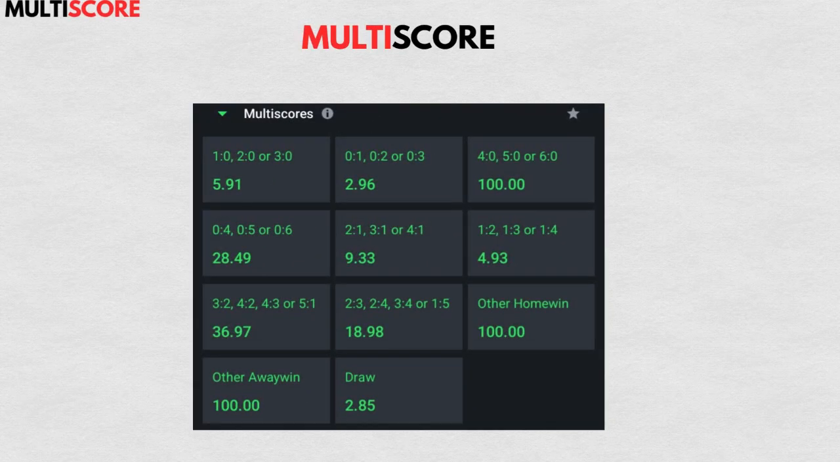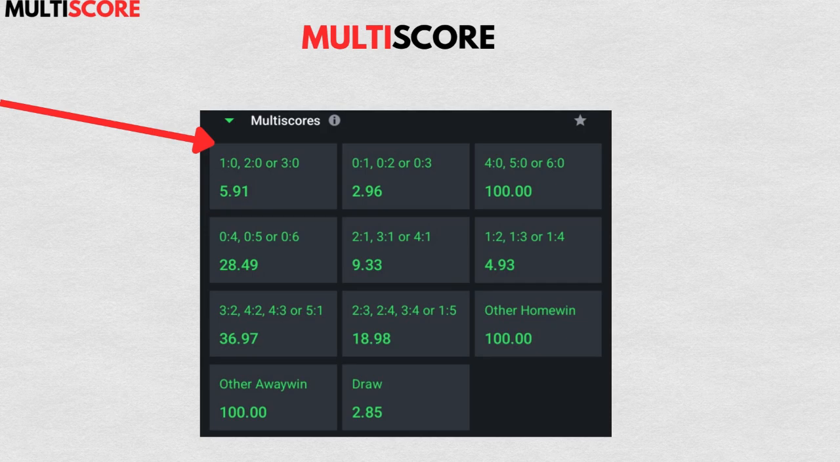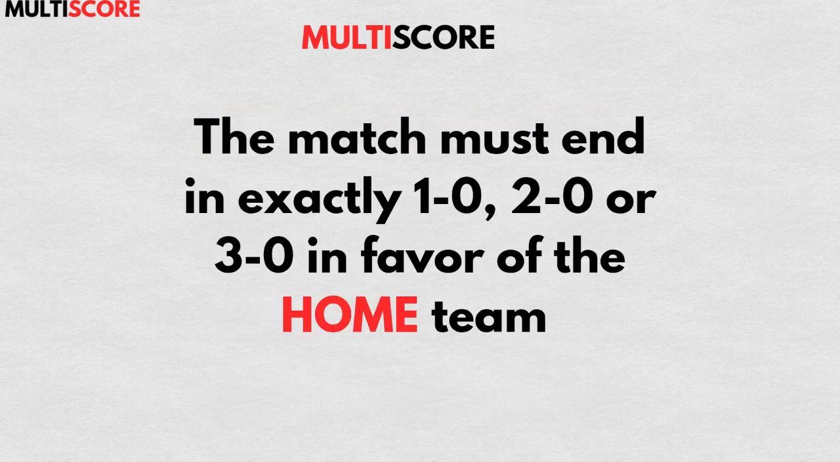Now, there are a variety of goal range options, so you just select the one you feel best suits that match. The multi-score market is a precise market, and honestly, you kind of need to be able to see the future if you're selecting from this market, because whatever option you pick, the result of the match must match the option that you select. I'll explain. Let's say you pick the 1-0, 2-0, or 3-0 option. What that means is that match must either end in 1-0, 2-0, or 3-0 in favor of the home team.